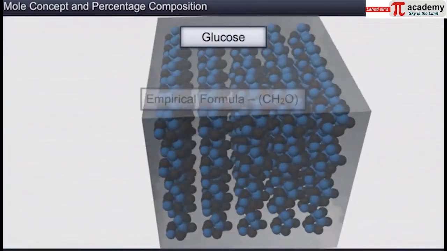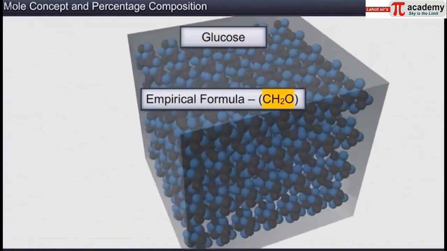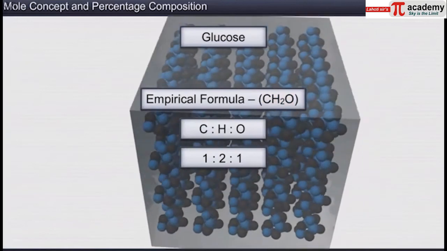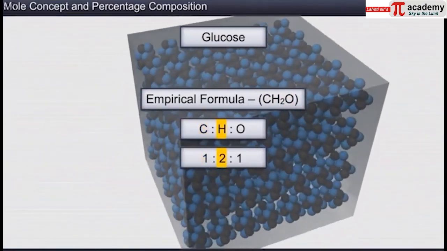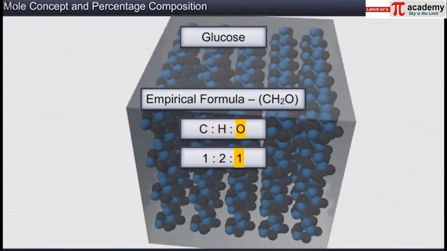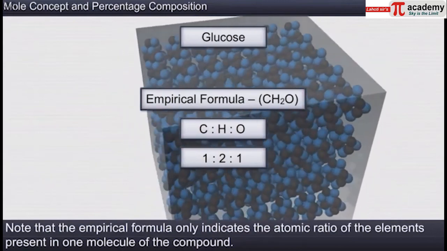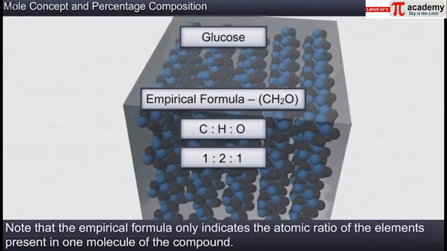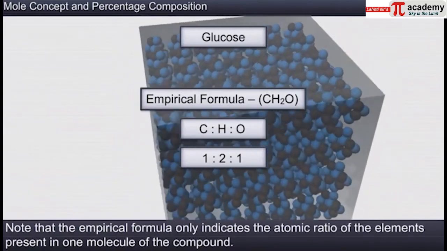Similarly, the empirical formula of glucose is CH2O. This indicates that there is 1 carbon atom for every 2 hydrogen and 1 oxygen atoms. Note that the empirical formula only indicates the atomic ratio of the elements present in one molecule of the compound.